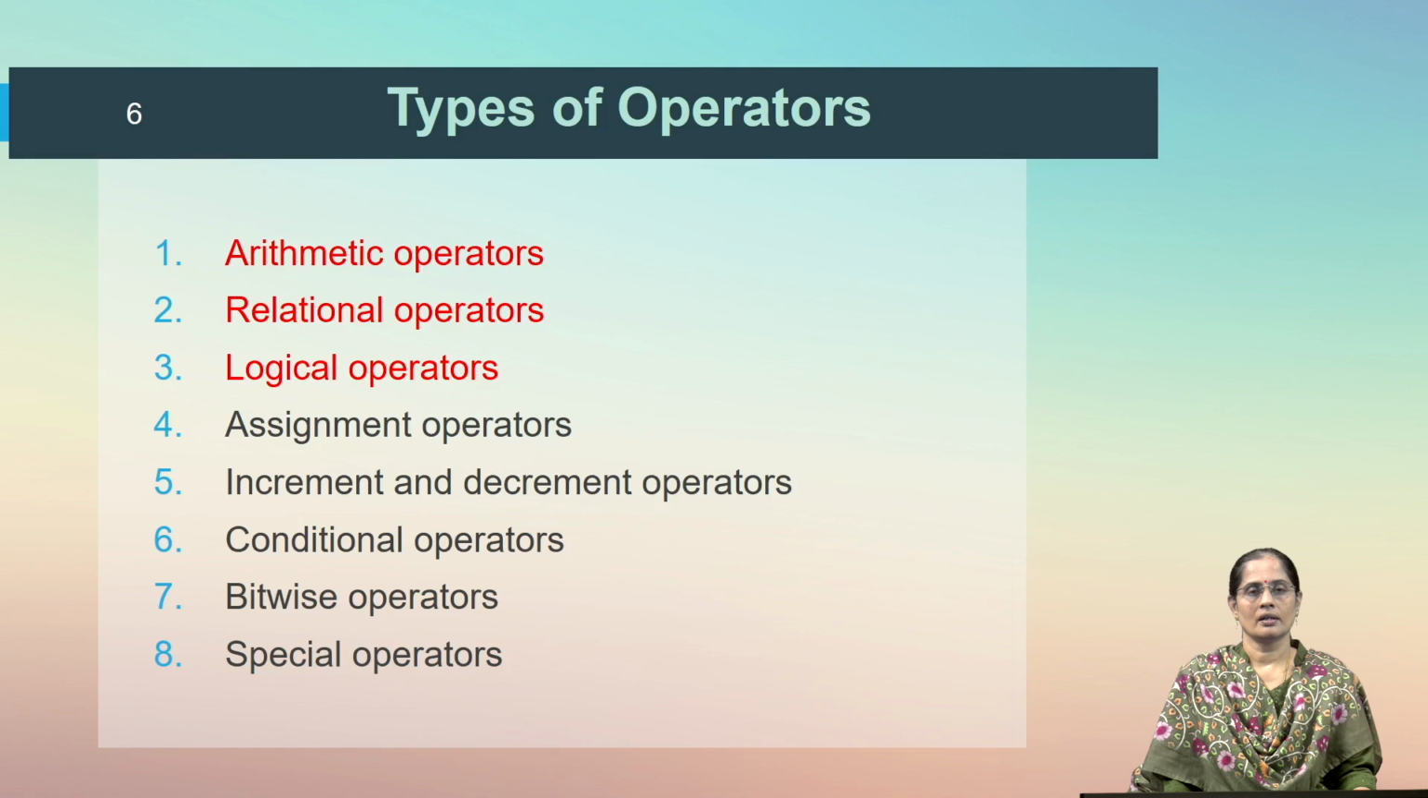There are about 8 types of operators in C language: arithmetic, relational, logical, assignment, increment and decrement operators, conditional operators, bitwise operators and special operators. In this module, we will be focusing on arithmetic, relational and logical operators, and the rest of the operators are dealt with in the subsequent modules.